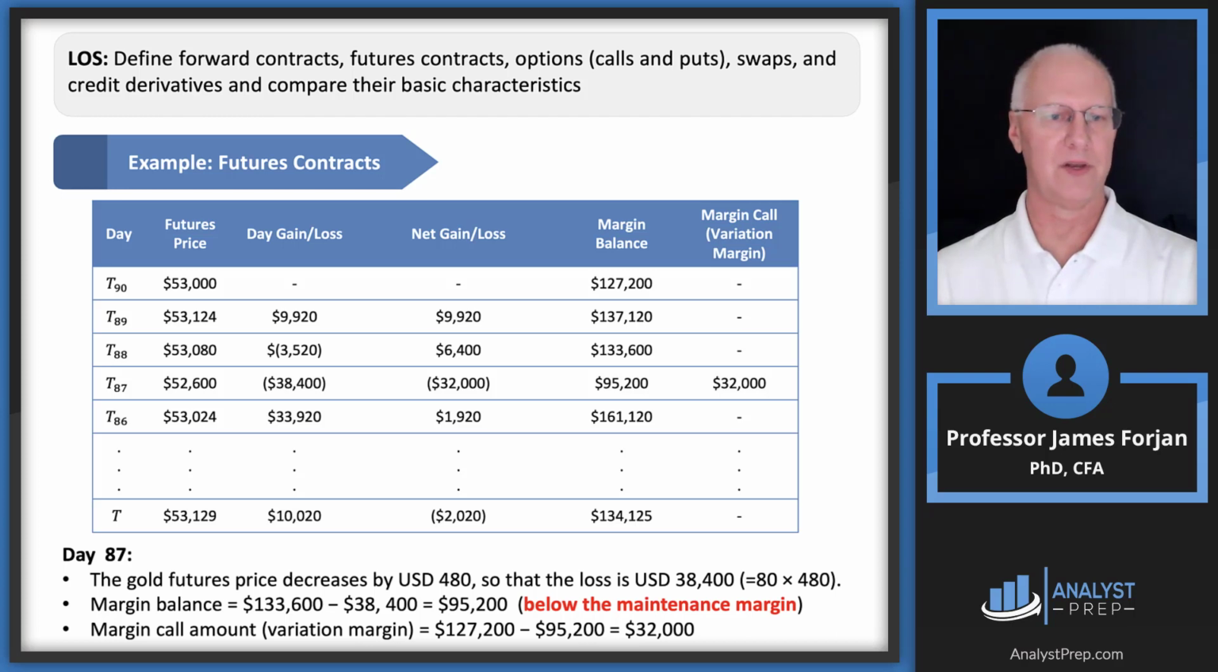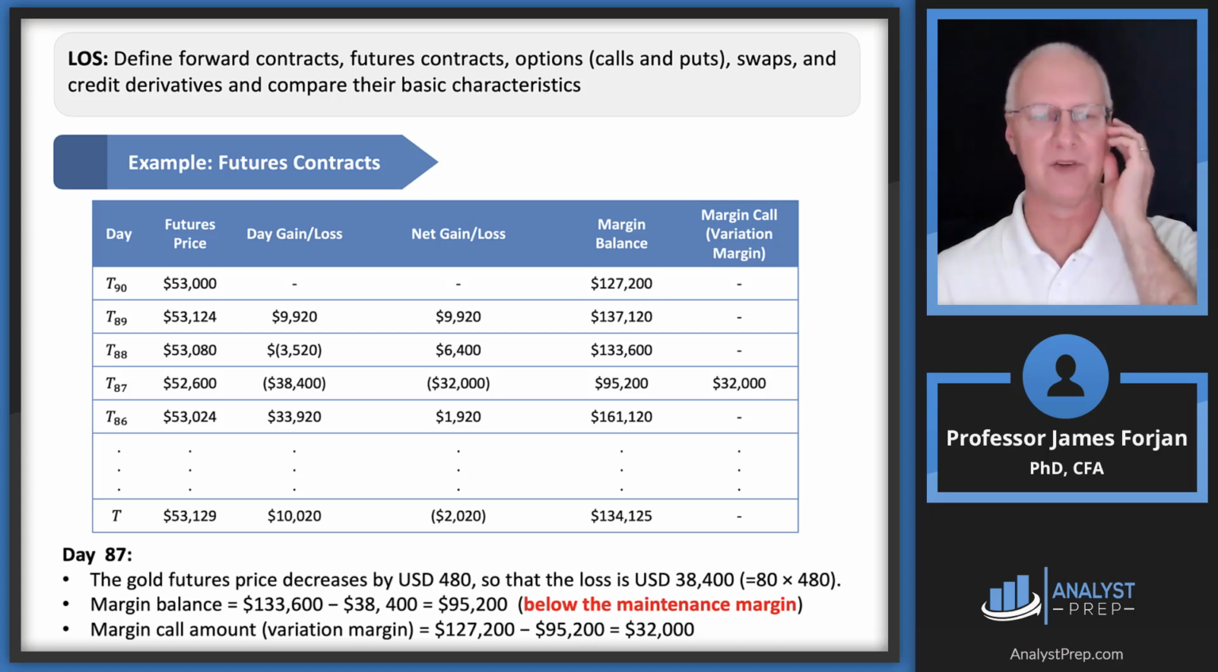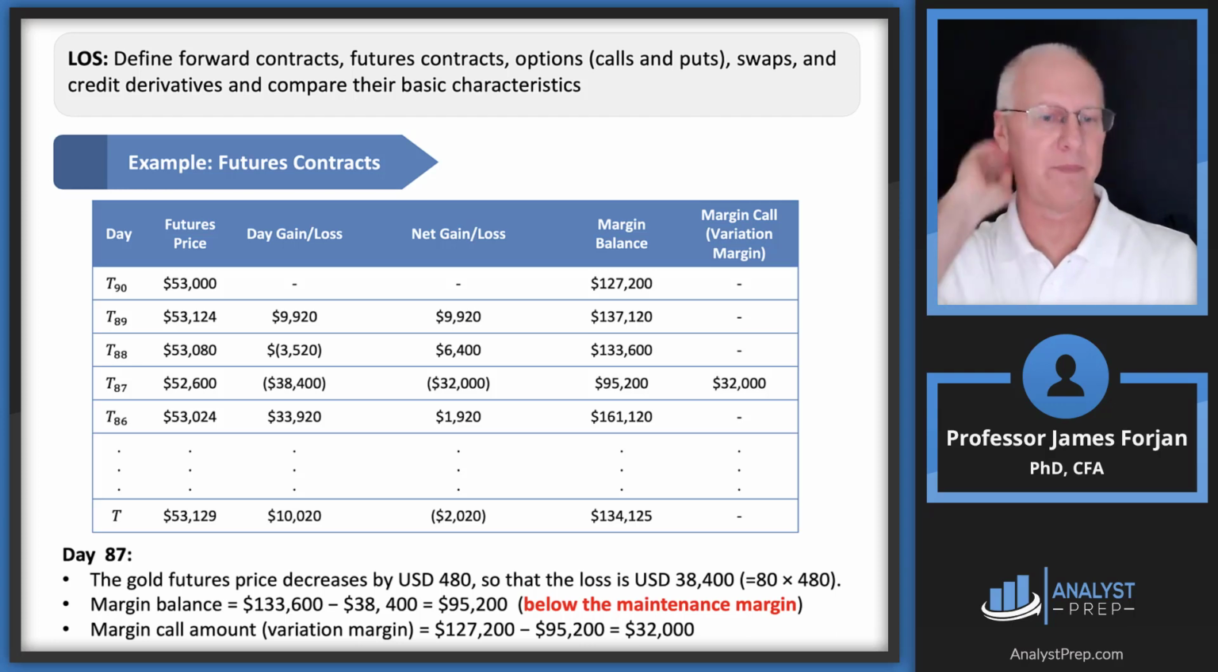And then the next day, on day T with 86 days remaining, we win some more money, and now we have a margin balance of 161. And we're going to do that every single day, every day, until we get to day T, which would be the very last day of the contract. And so in order to determine the total position, you need to sum that middle column of net gains and losses. So imagine this in an Excel spreadsheet, just sum that total, and you'll get the total gain and loss for that 90-day period.